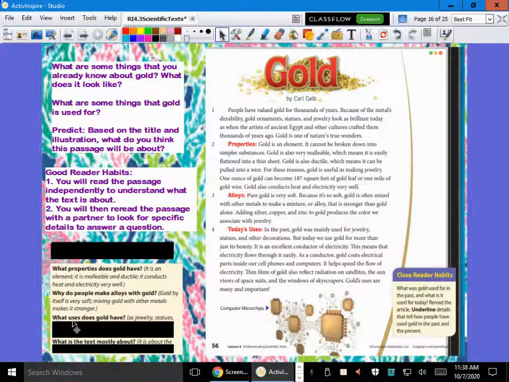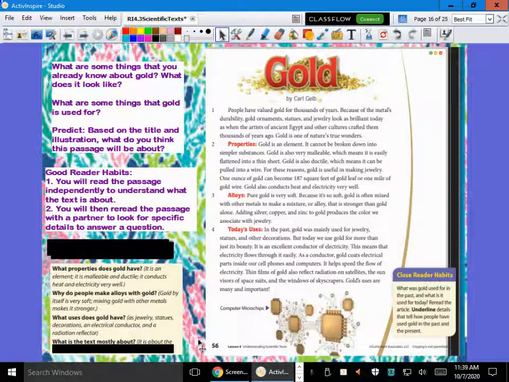Now, what uses does gold have? I see the word uses. Find the heading, uses. In the past, what was it used for? Mostly what? Jewelry, statues, and other decorations. But for today, what were some of the things we learned about how they use it today? Well, we know it's a good conductor of electricity, so that means it could be used in cell phones, computers, right? It can reflect radiation, so it's used in satellites, spacesuits, windows, right? So let's look at this answer, and we can see all those choices there.